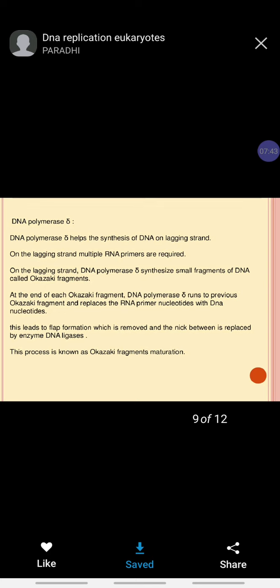Then DNA polymerase delta helps the synthesis of the lagging strand, that means the Okazaki fragments. It requires a number of primers repetitively. So it is a discontinuous synthesis strand. Make a note that DNA polymerase delta is responsible for the synthesis of Okazaki fragments, or the discontinuous synthesis of the DNA.